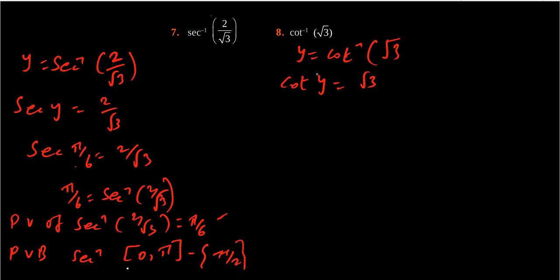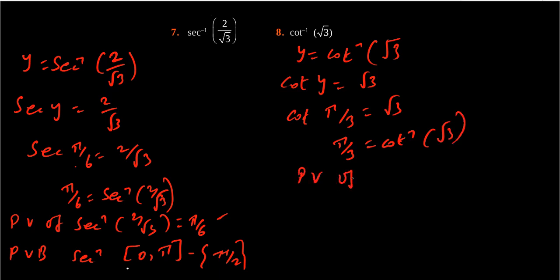Tan pi by 3 is root 3, so cot pi by 3 is 1 by root 3. So pi by 3 becomes cot inverse of root 3. So the principal value of cot inverse of root 3 is pi by 3. The principal value branch of this cot inverse function is between 0 to pi. Next question.